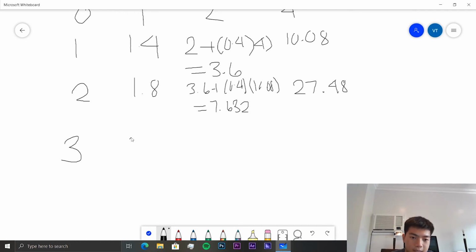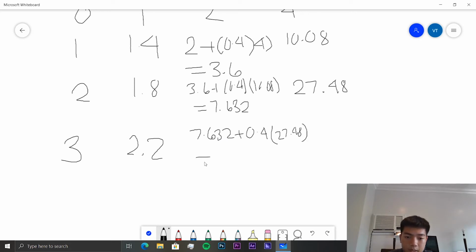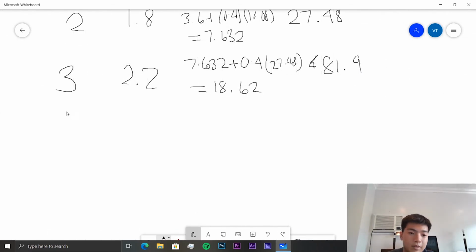So the next step is 1.8 plus 0.4, which is 2.2. And so y will be 7.632 plus 0.4 times 27.48, which is equal to around 18.62. If we multiply this by 2.2 and by 2 again, we get 81.9 as the gradient.